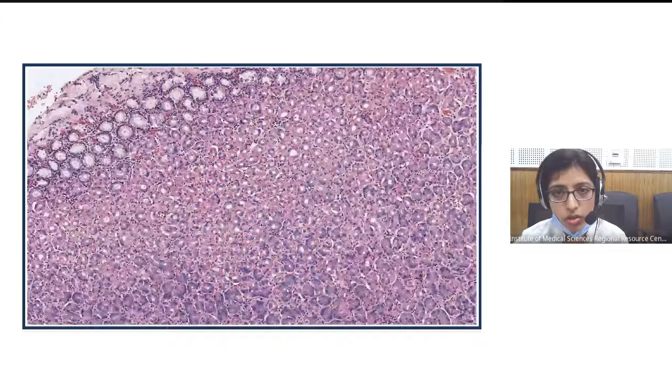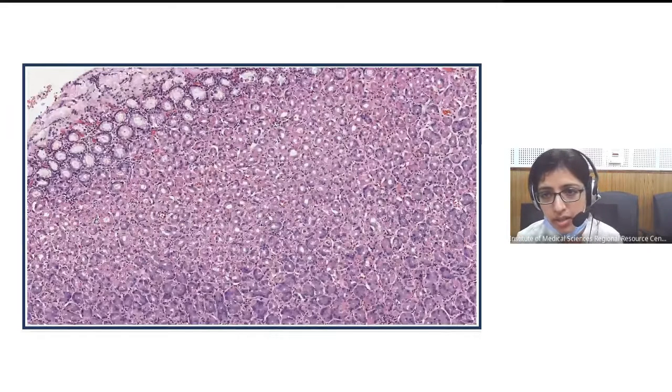Okay. So this is the high power photomicrograph. So we are seeing the gastric gland there at different levels. So these are basically cross sections of the glands at different levels. This is at the region of the neck and foveolae. This is mainly the foveolae and the pits. This is the region of the neck, isthmus, and this is the region of the base.